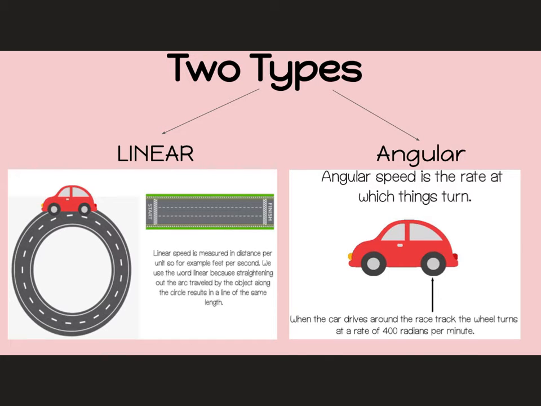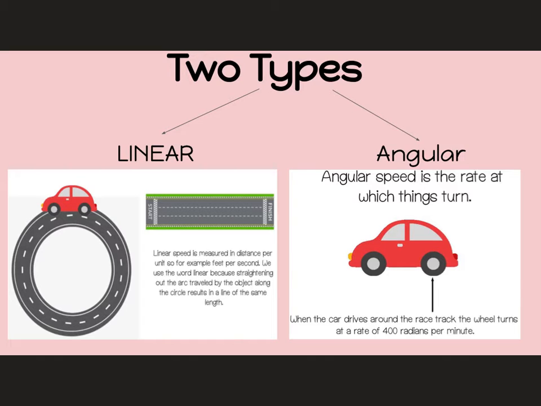the word linear because if we took how far it went and we straightened it out, we're like straightening out the arc it traveled on, it results in a line of the same length. So again, linear speed measured in distance per unit.